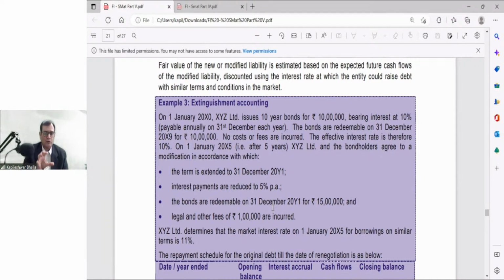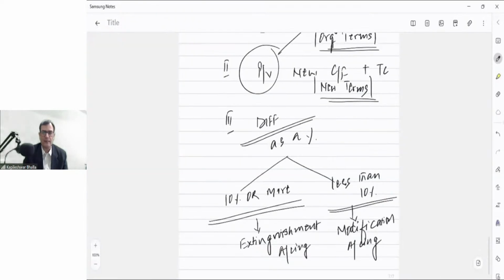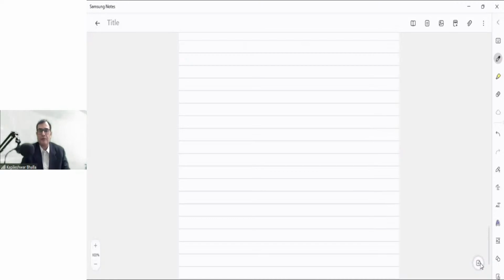So on the date of modification, if you were to consider a new EIR, a new market rate of interest, it is given as 11%. Now, I think first of all, what we need to decide in this case is: is this a case of a modification or is this a case of extinguishment accounting? At the first instance, we need to apply a 3-step model. So let me first apply my 3-step model.